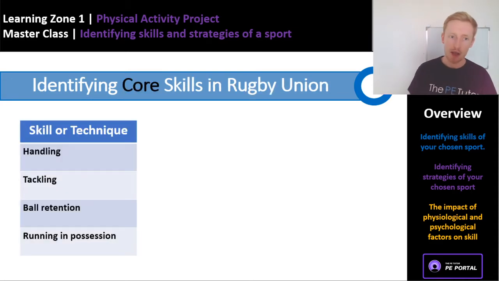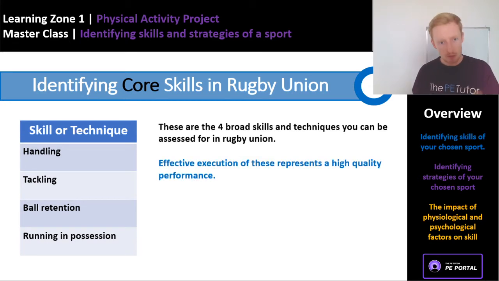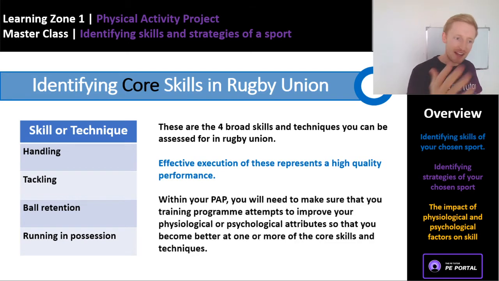So I've given you an example here, and the first one is core skills in rugby union. And from the specification, they were handling, tackling, ball retention, and running in possession. Now you'll be able to find not a similar list, but a similar number and broadness of skills or techniques in the specification for your physical activity. But then what we're going to do is unpack these a little bit more into some more specific skills. So, like I just said, these are fairly broad. But in order to be effective in competition, we need to have these fundamentals locked down. We need to be good at these four things.